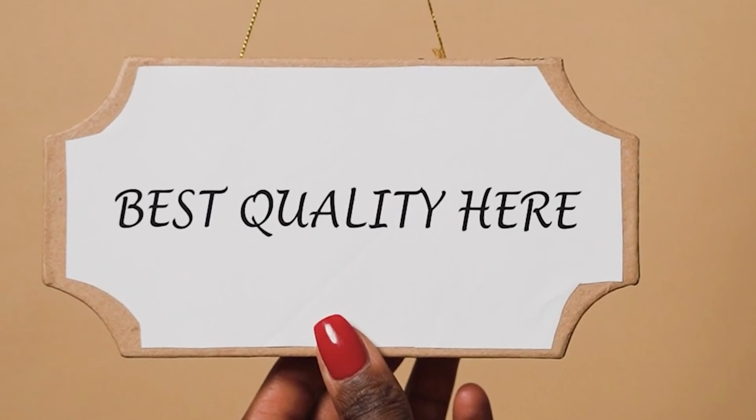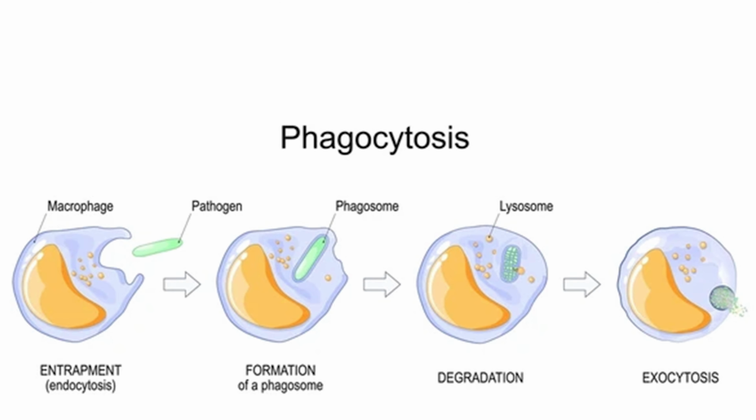Next, how do macrophages kill the organisms? Once the pathogen is engulfed, macrophages utilize two main killing mechanisms to destroy it. The first is the oxygen-independent killing. This method relies on enzymes and other antimicrobial factors found in secondary granules of the macrophages.